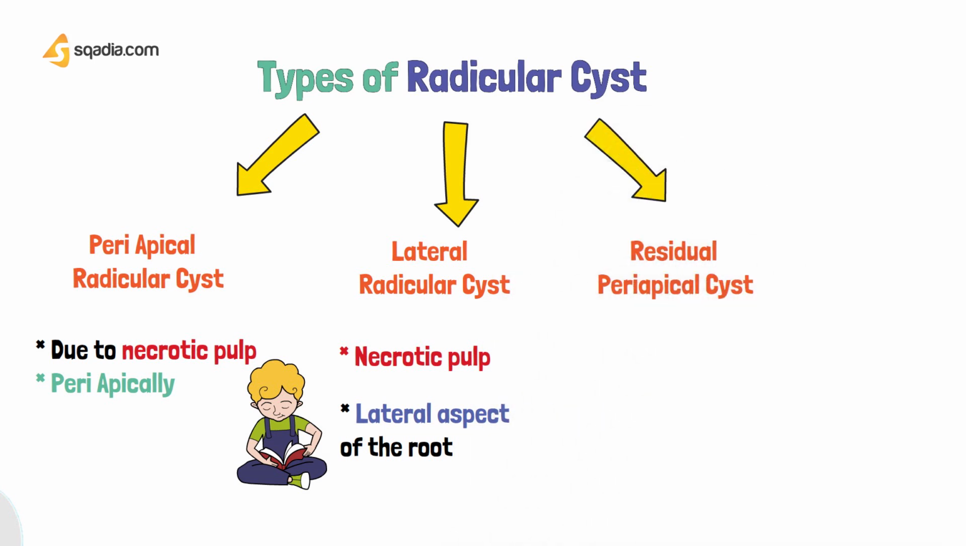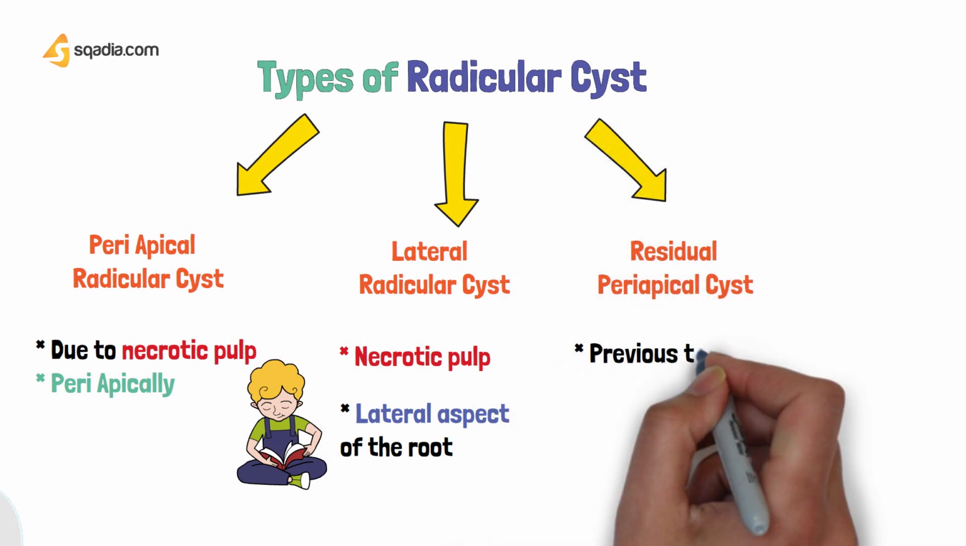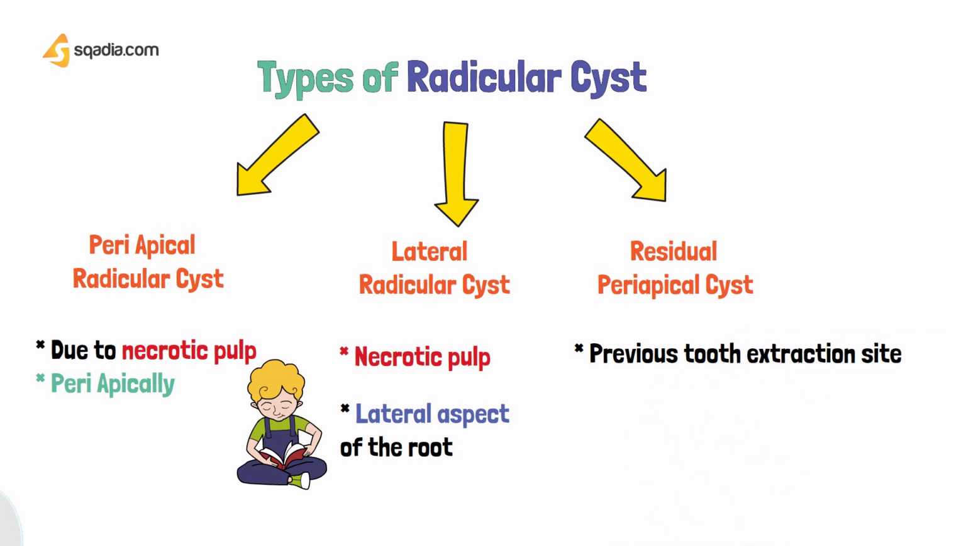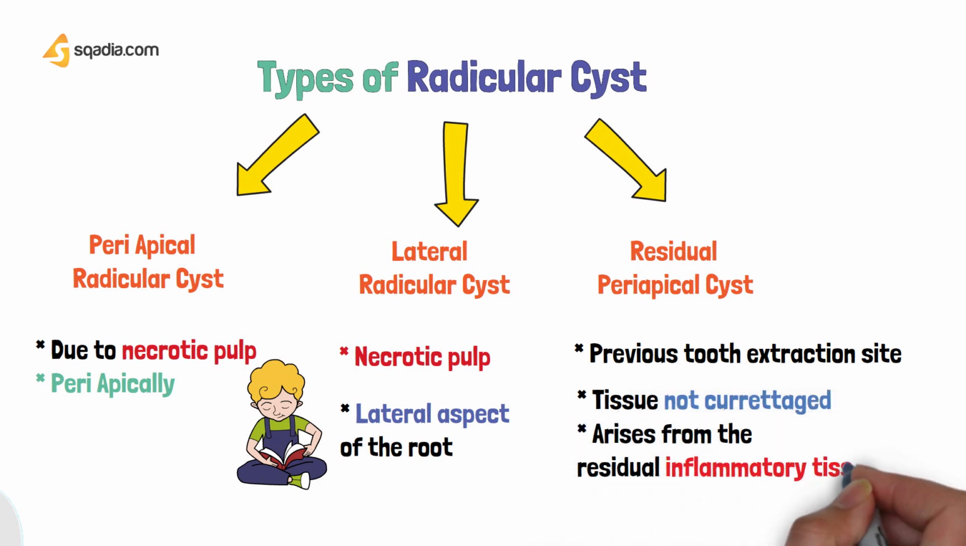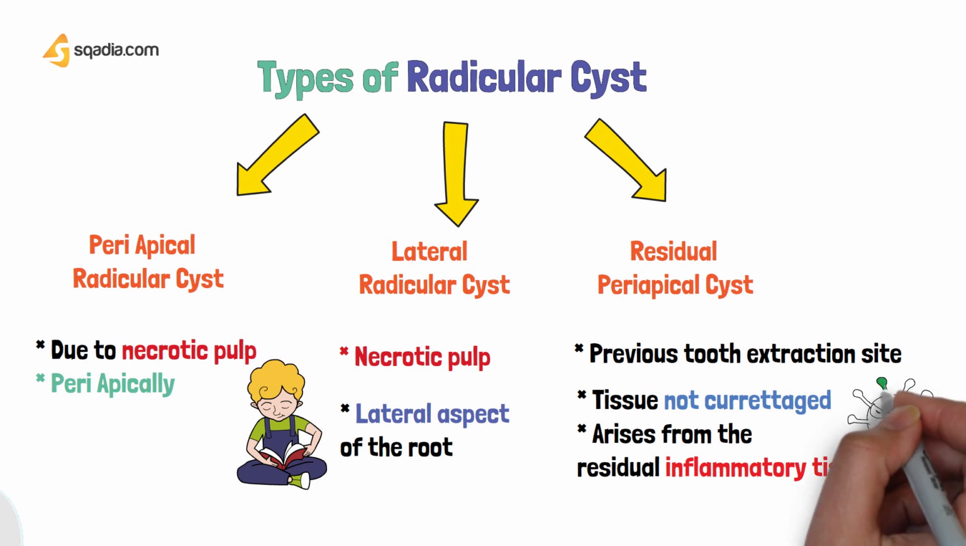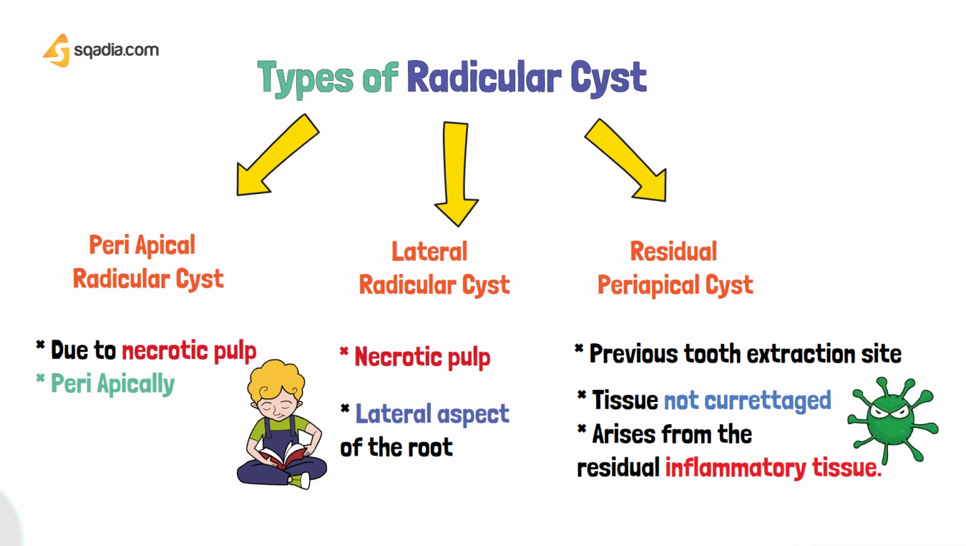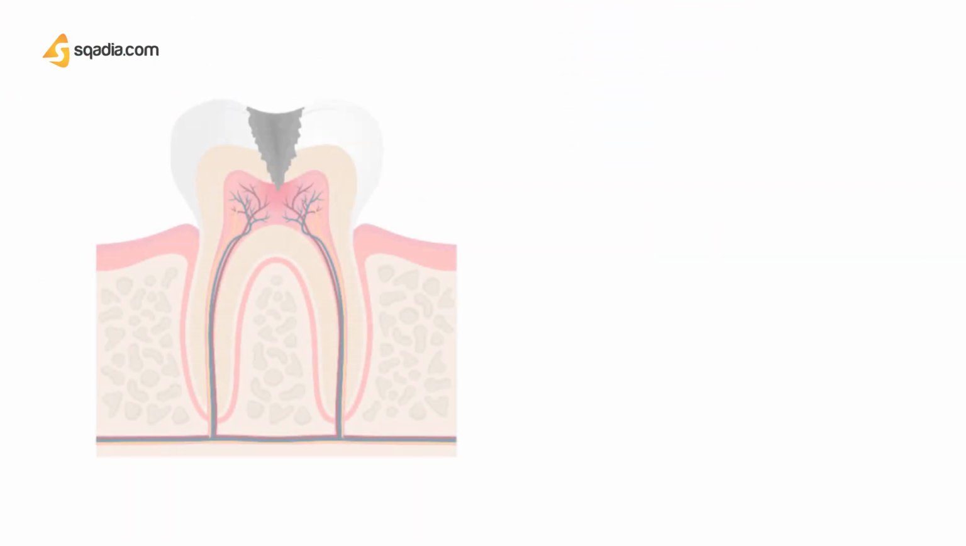Then we have the residual periapical cyst. Now, we usually find this type of cyst in the previous tooth extraction site. When the tissue is not properly curettaged, the inflammatory tissue remains, which leads to the formation of the residual cyst. Now let's look at it diagrammatically.